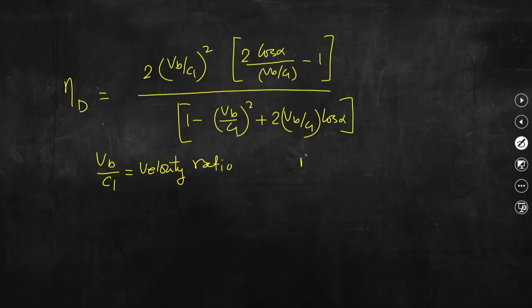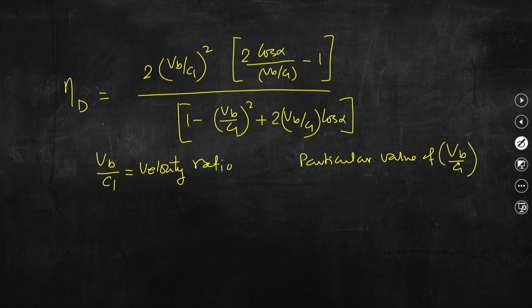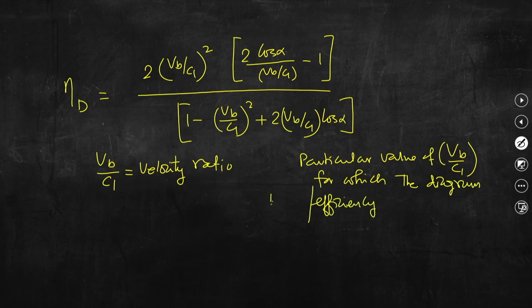So, that means the particular value of Vb by C1 for which the diagram efficiency or blading efficiency will be maximum.